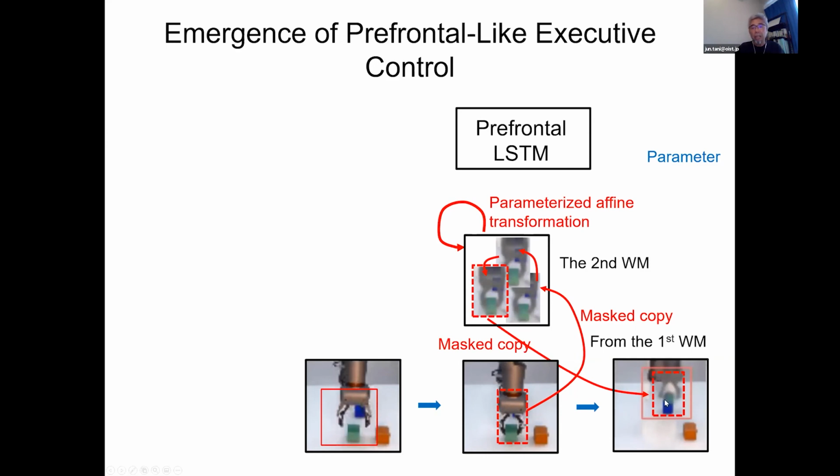So the prefrontal is kind of providing parameters for the lower level. The lower level develops the functionality of transforming the image, like moving an object, but which way to move is a parameter controlled by the higher level. Another parameter is the mask: which part is going to be copied to the other working memory? That's the control the prefrontal is doing.